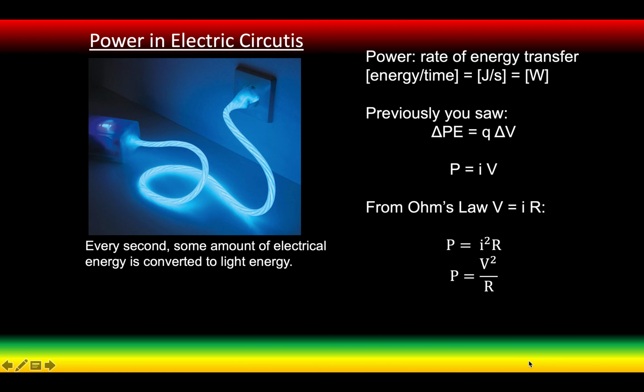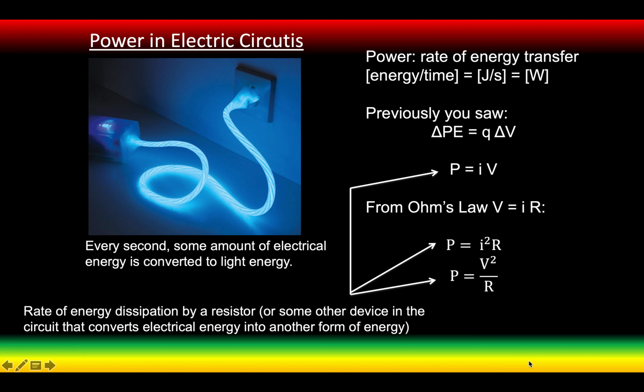Using Ohm's law, V equals IR, we could also write the power as I squared times R or V squared divided by R. These three equations describe the rate of energy dissipated by a resistor or some other device in a circuit that converts electrical energy into another form of energy.